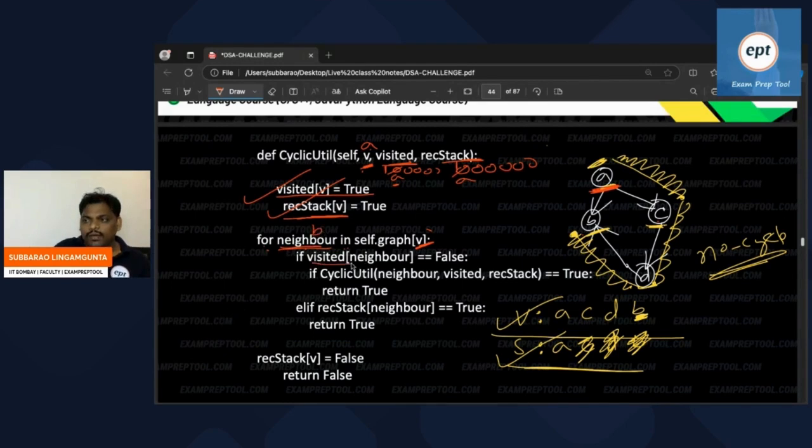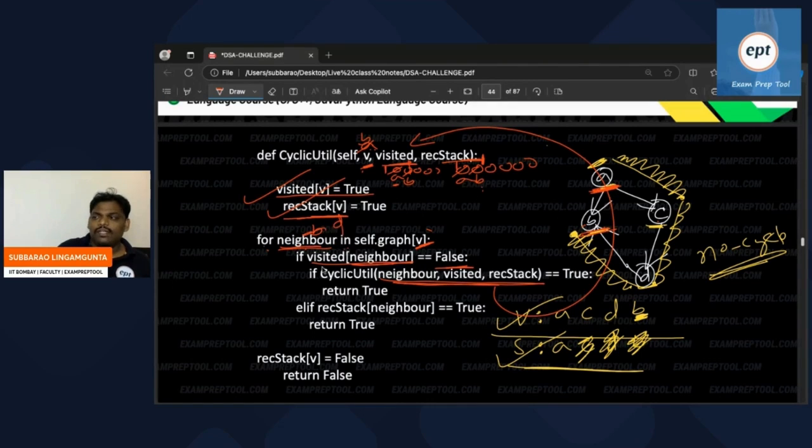Now check if widgeted of B is equal to false. A's adjacent are B and C, I took B. If B is not widgeted, do the same story you did for A. In the next round B will come, recursion. Now it is B, so widgeted of B is 1, and stack of B is also 1. Then again find B's adjacent. Assume B's adjacent is D. So it is D, it keeps on going.